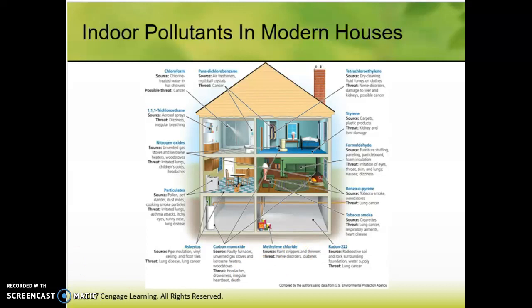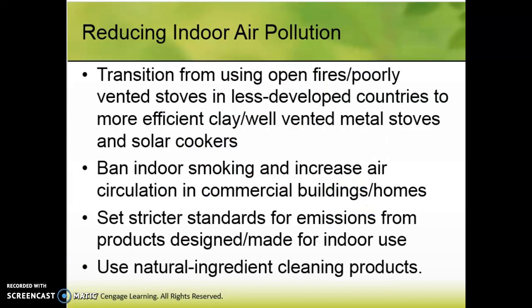So how can we reduce indoor air pollution? Well, don't use fires inside or ventilate them properly if you have a wood stove or a fireplace or something like that. Ban indoor smoking and increase air circulation in commercial buildings and homes. There's something called sick building syndrome, where like one of my previous schools had it. They called it the sludge, and just about every new teacher in their first 2 or 3 years got this respiratory infection, and the students all got this respiratory infection, and they found out that it was because the building had this bacteria that they had to treat and get rid of.